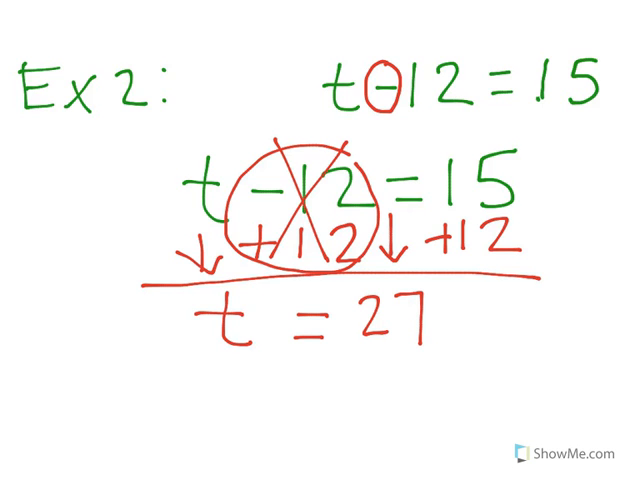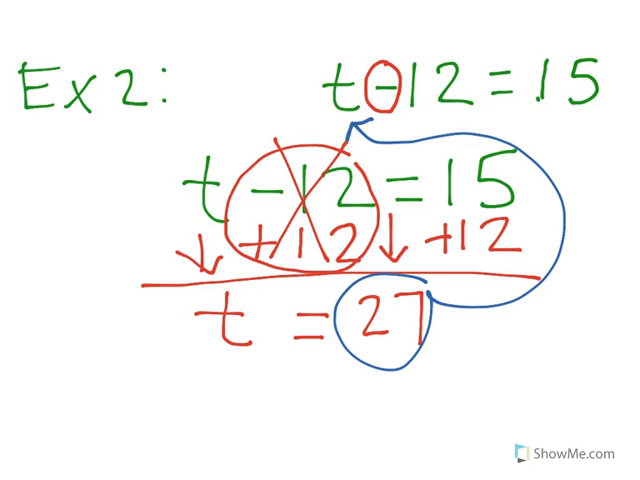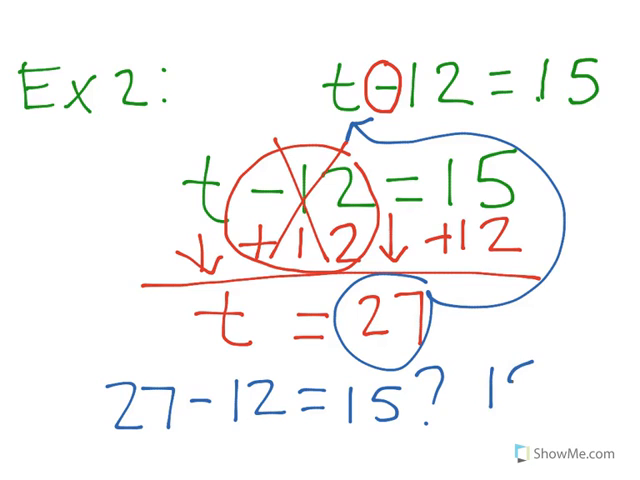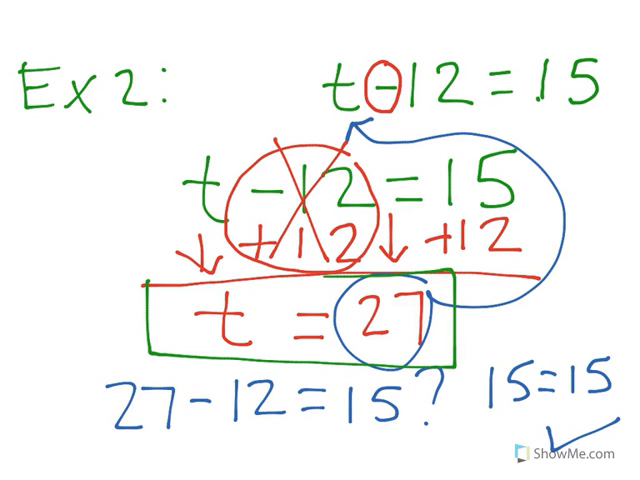Now I'm going to go back and check my work. I'm going to plug my 27 right back into my original equation. Does 27 minus 12 equal 15? And 15 does equal 15. So my answer checks out. My answer to my equation is t equals 27.